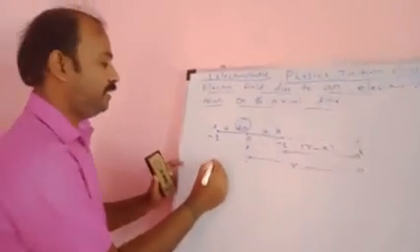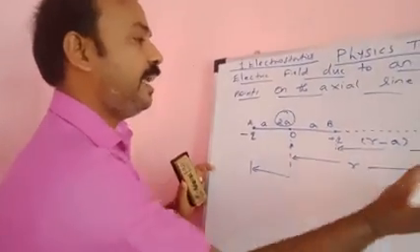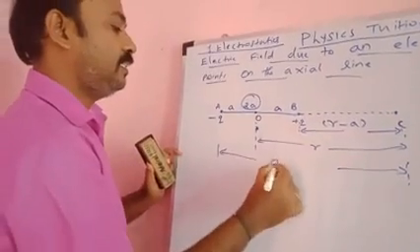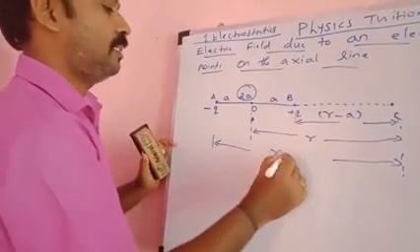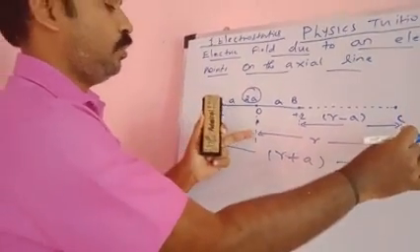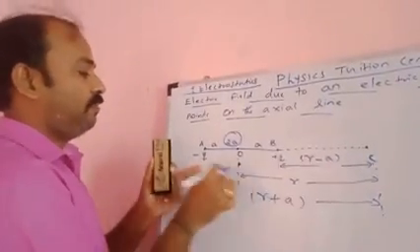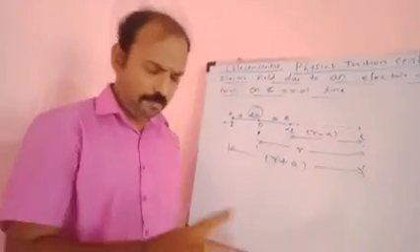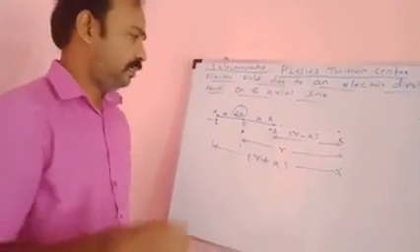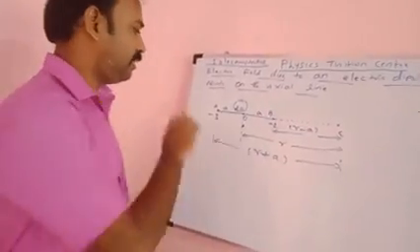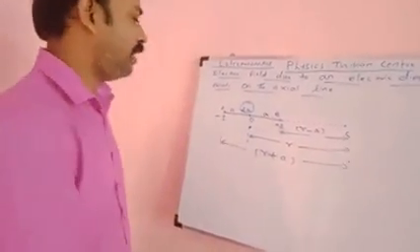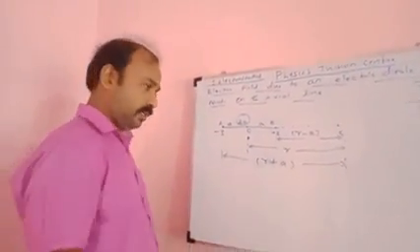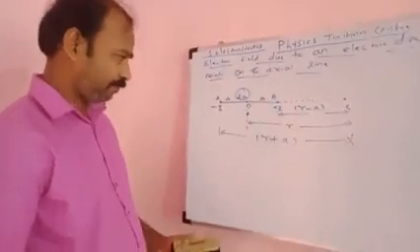Then the distance between A and C is r plus a: from C to center O is r, and from the center to A is a, so r plus a. This is the complete explanation of the diagram, the representation of the positions of the charges. Everything is over. Now we go to the derivation part.